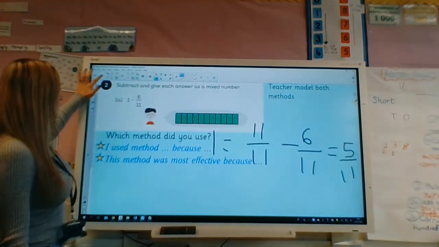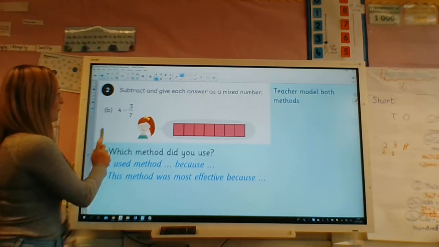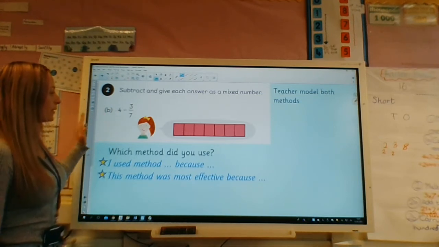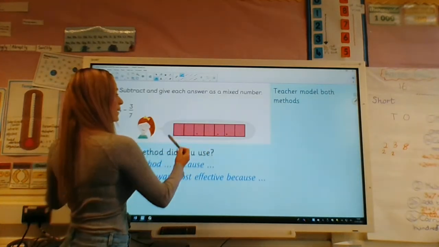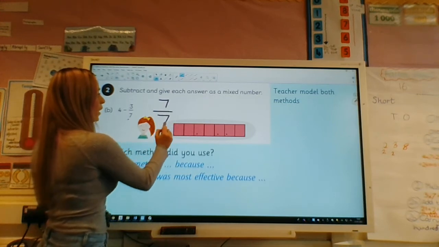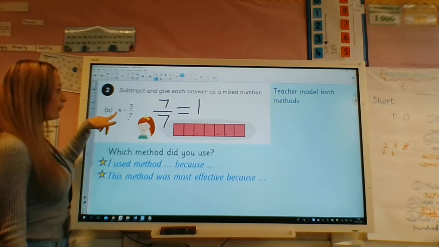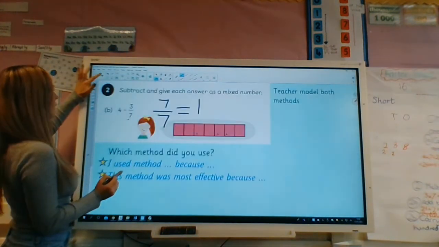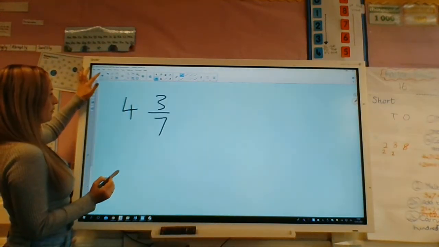Okay, so I'll give you another example of that. Here we've got 4 whole numbers, subtract 3 sevenths. So to make 1 whole in this scenario, you'd have to have 7 sevenths. So 1, 2, 3, 4, 5, 6, 7. That makes 1 whole. Because the denominator is 7, 1 whole is equivalent to 7 sevenths. So here we've got 4 whole numbers. Let me just write it here. We've got 4 whole and 3 sevenths. And we're subtracting 3 sevenths.